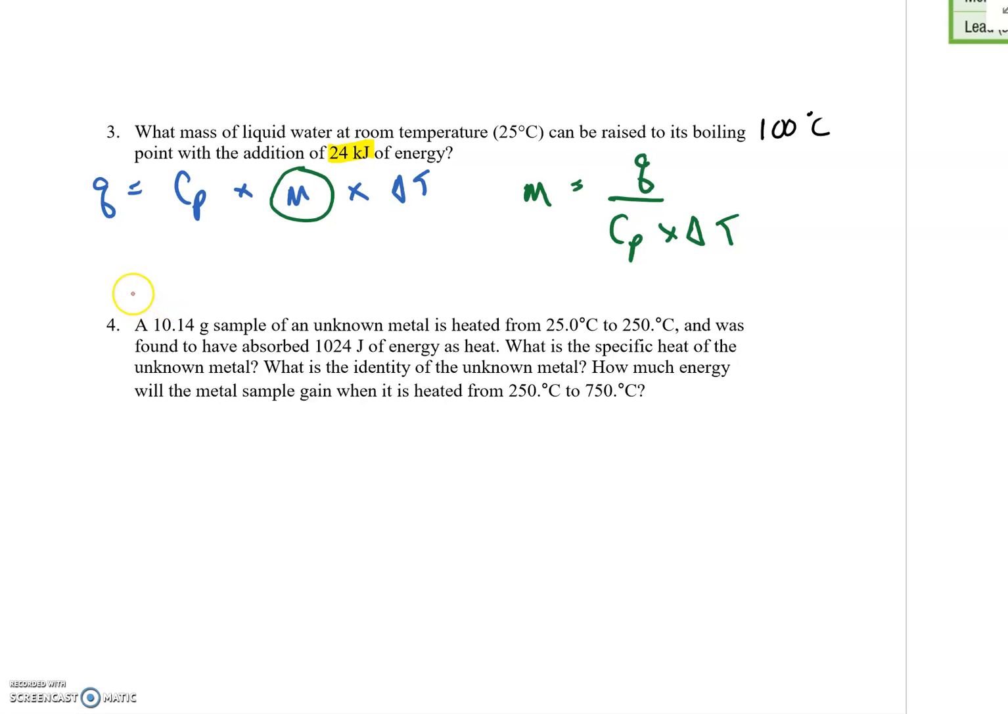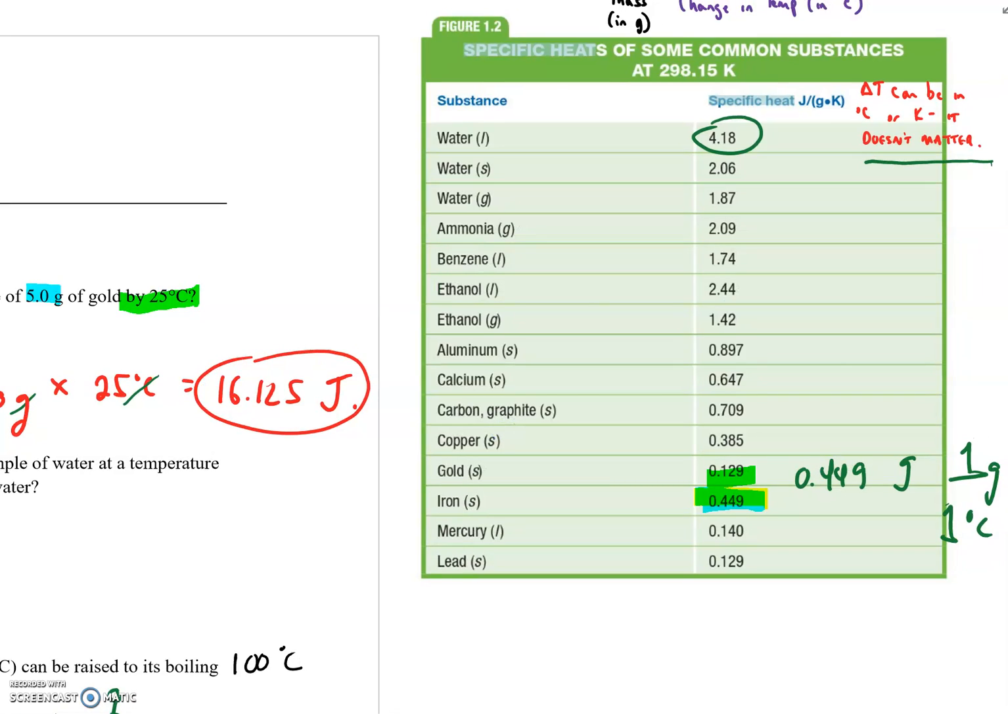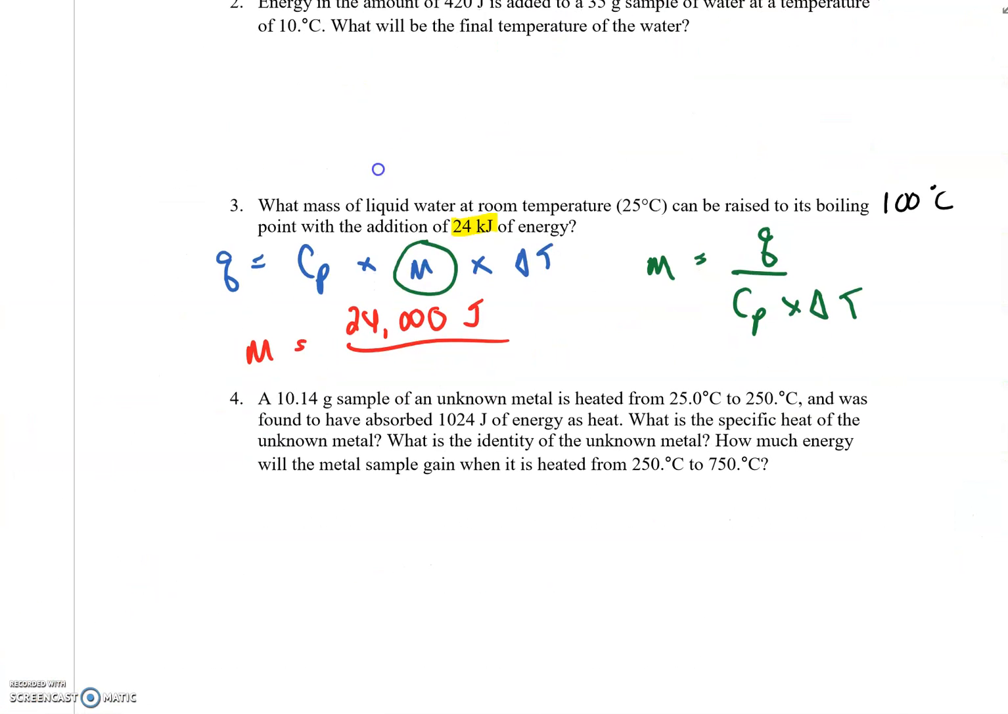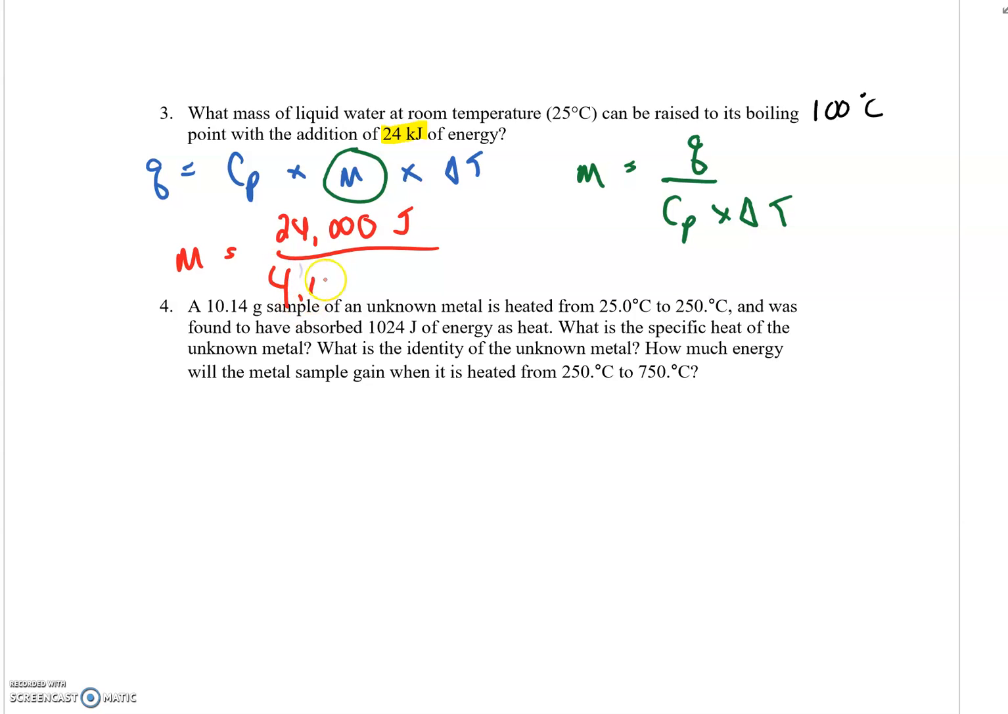So here we go. We want M. We have a Q, 24 kilojoules. We're going to put that into joules. The specific heat of water, pretty straightforward, except one of you asked me, Mr. O, how do we know which specific heat for water do we use? There's 3 of them. 1, 2, 3. Well, we want water as a liquid. So if you caught that, great. If you didn't, make sure that you're paying attention to that one. So we want specific heat of water, 4.18 joules per gram degrees Celsius.